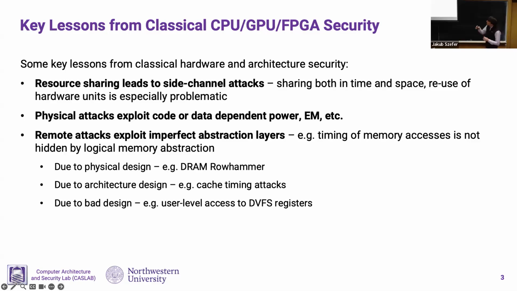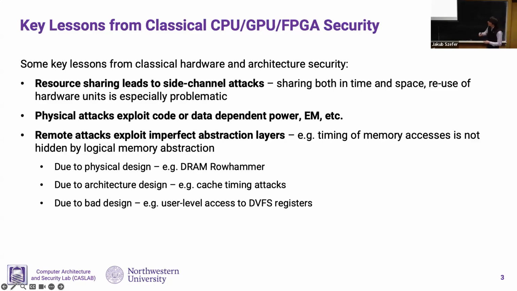And so for these remote attacks that exploit some imperfections in the system, it's basically either due to some physical design, like the way the DRAM is physically designed. It's really hard at the very small scale to isolate the different DRAM cells from each other. Or at the architecture level, such as caches, so how the caches are used, or the timing. Or somebody overlooked something, like if a user has access to the voltage and frequency scaling controller, they could, for example, drop the voltage and cause a voltage-based fault attack.